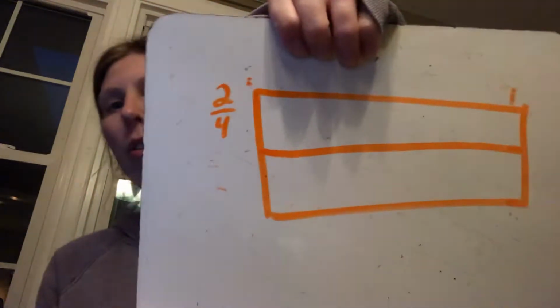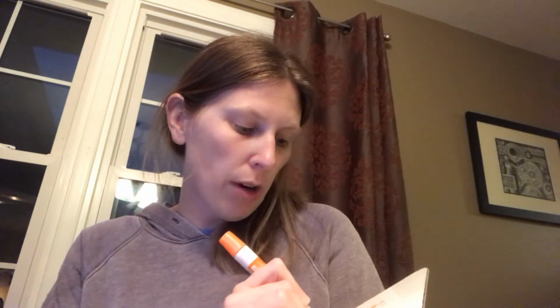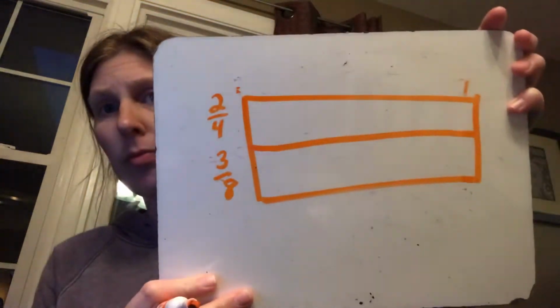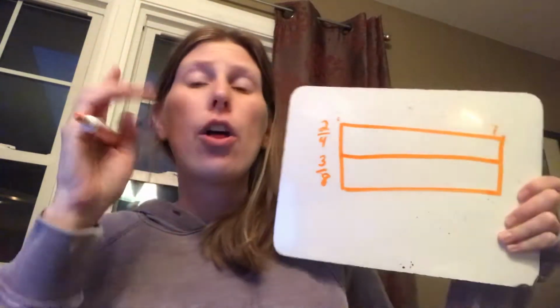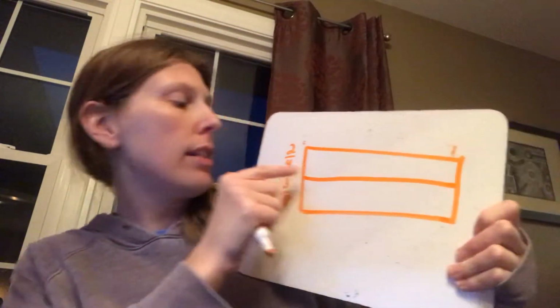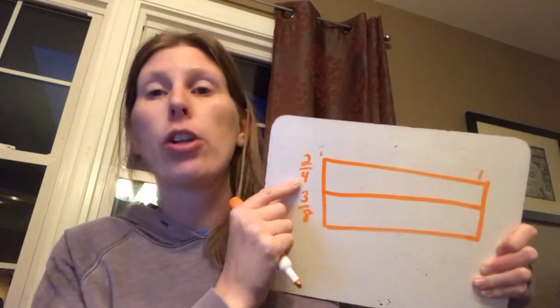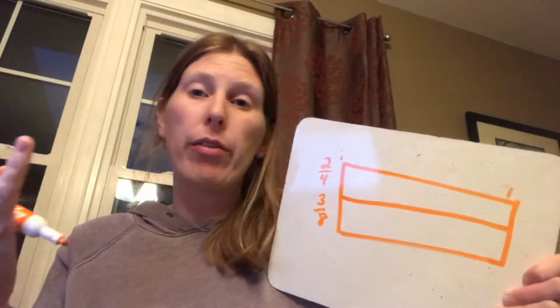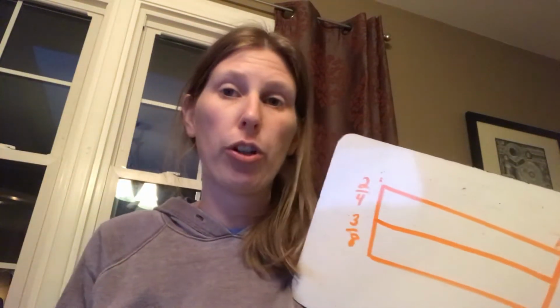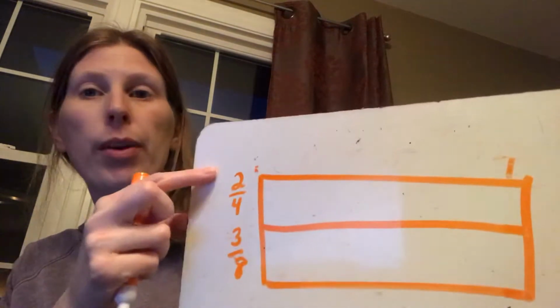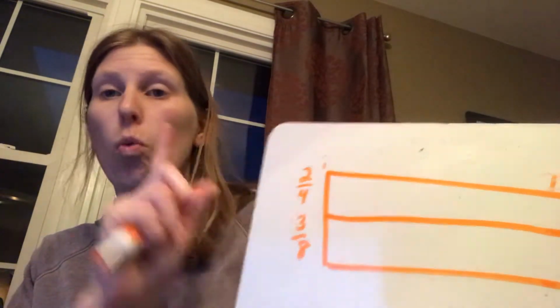So I wrote 2/4 to represent the one candy bar, and then I'm going to write 3/8 under it to represent the second candy bar. When you're doing a fraction bar, the first thing you always do is look at the denominator, which is your bottom number. The denominator is how many equal parts are in one whole. It's important to remember one whole, because we might have a fraction greater than 1, which we've learned about. But here, my numerator is less than my denominator, so it's just one whole.